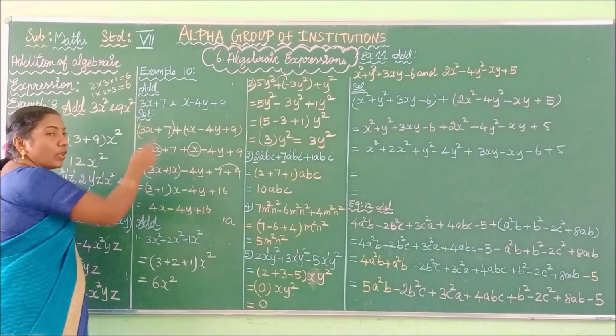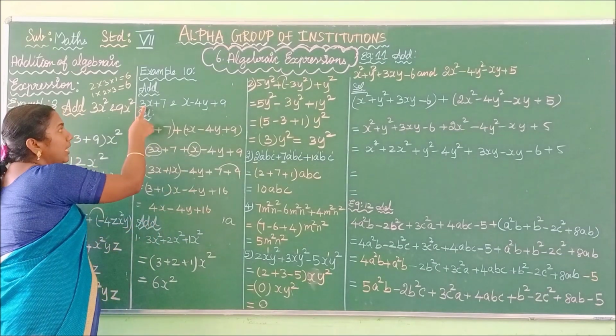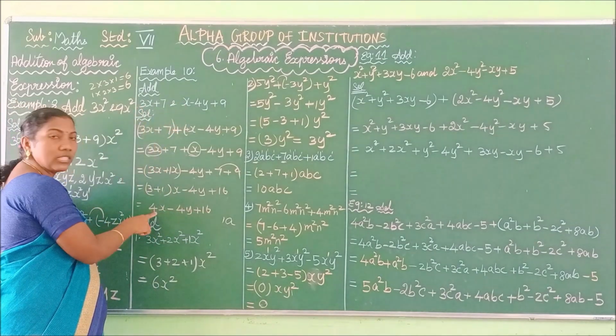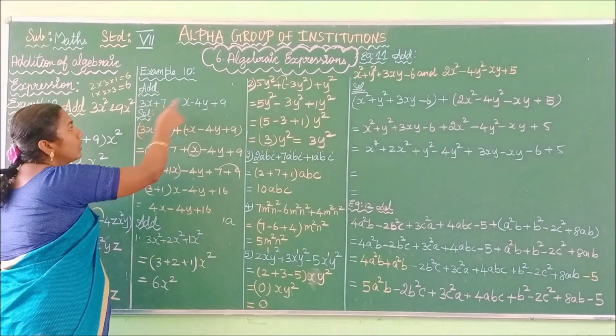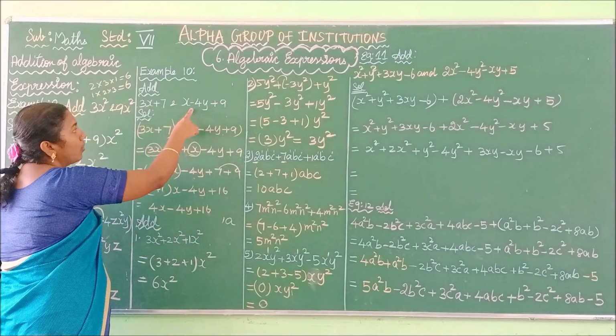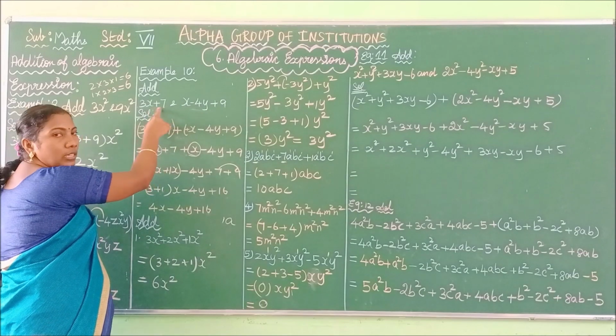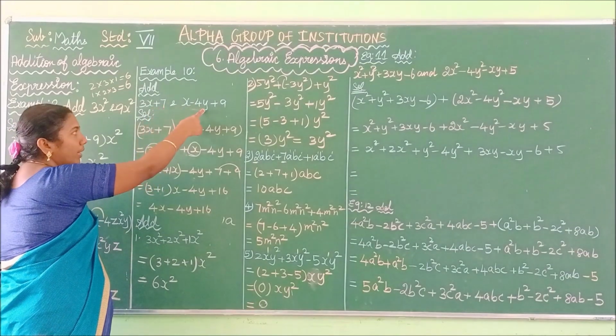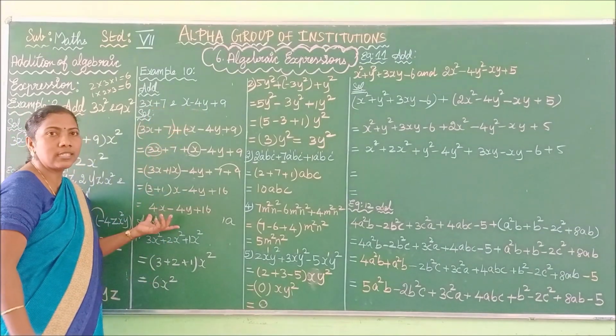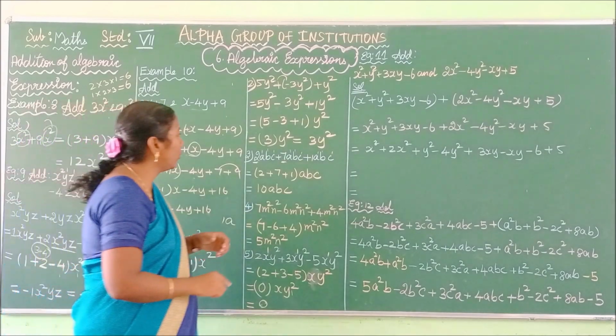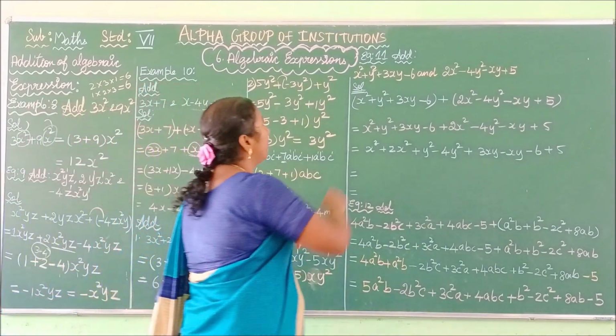See here. Now we are going to check this answer. Okay. 3x plus x. So what is your answer? 4x. See here 7 plus 9, 16. And for minus 4y, there is no other term containing y. So you have to write minus 4y as this. So our answer is correct. Okay. Next we are going to see example 11.